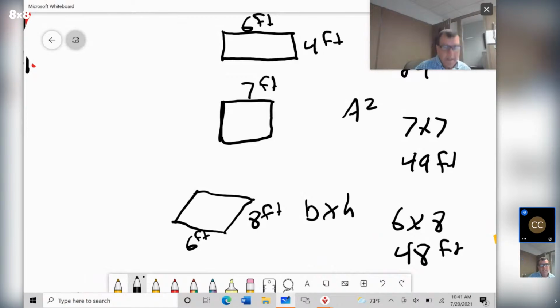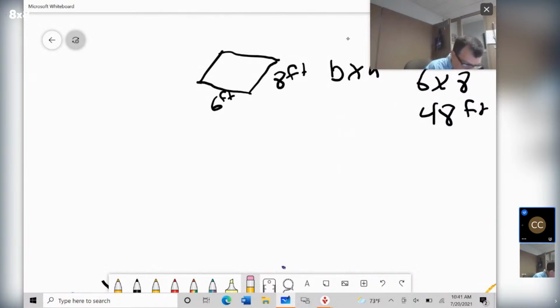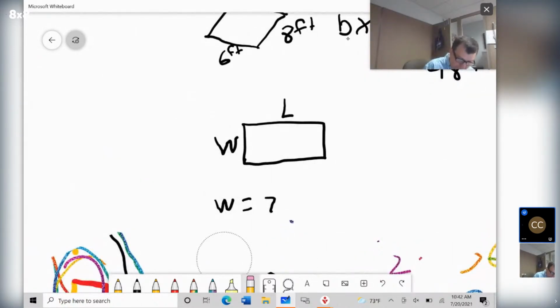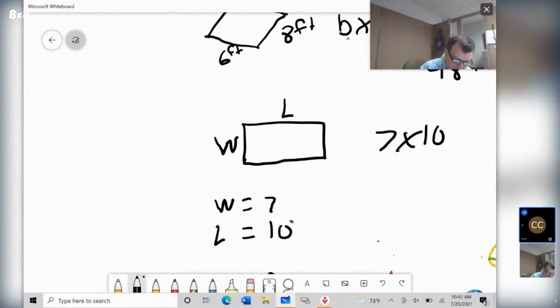The last thing I'm going to show you is sometimes what they're going to do. They're not going to give you the numbers in the problem. They're going to give you letters. So for example, if we do a rectangle, and if they do give you W and L, and down below they tell you W equals 7, and length is 10, they're just telling you this W is 7 and the length is 10. So you're just going to do 7 times 10 is 70.